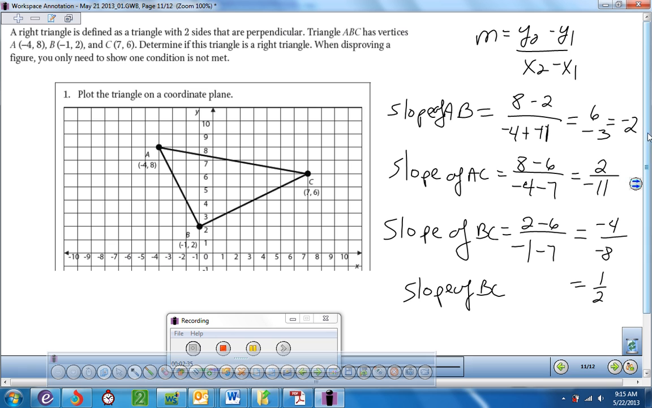Now, this one's negative 2, so if we multiplied those together, we'd end up with negative 1. And so that means that those two are perpendicular, and that's our right angle. So again, if I took negative 2 and multiplied it times 1/2, that gives us negative 1. So that means these two are perpendicular, which means this is a right triangle.